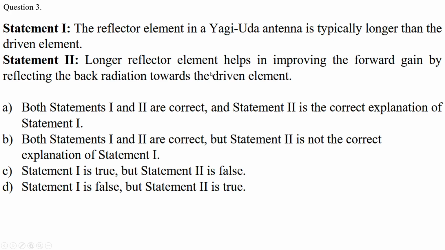That's why the reflector element is longer, because longer reflector element helps in improving the forward gain by reflecting the back radiation towards the driven element. So statement 2 is correct, and this is a correct explanation of statement 1. Option B, statement 1 and 2 are correct, but statement 2 is not correct. No, the option B is not true. Or neither C and D. So only the correct option is A.